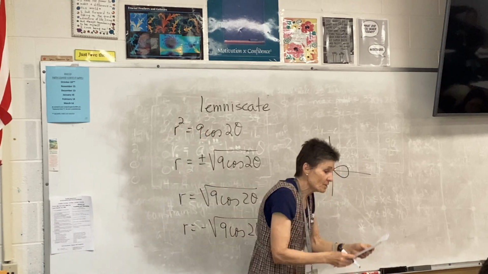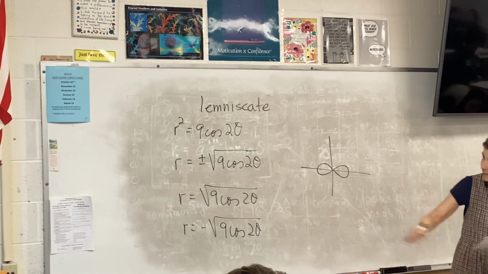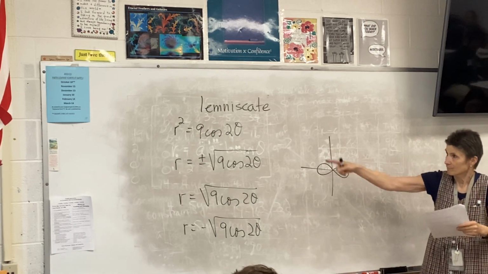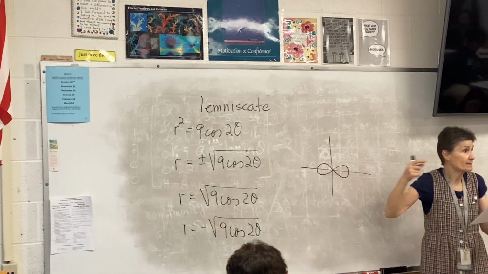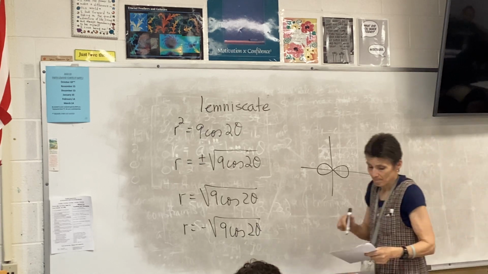So, what do you think B is going to look like? It's going to look exactly like this one, except the leaves are going to be 4 units long. Right, does that make sense to you? Okay. Alright, so that's a lemniscate.